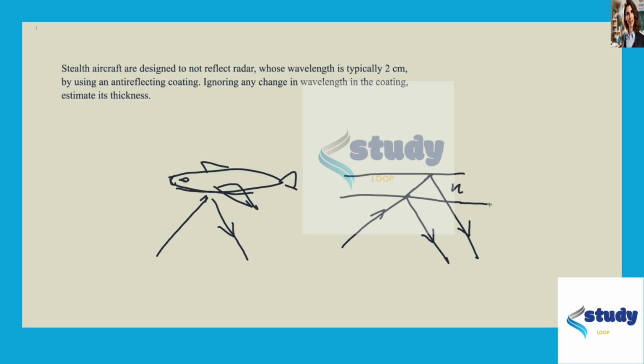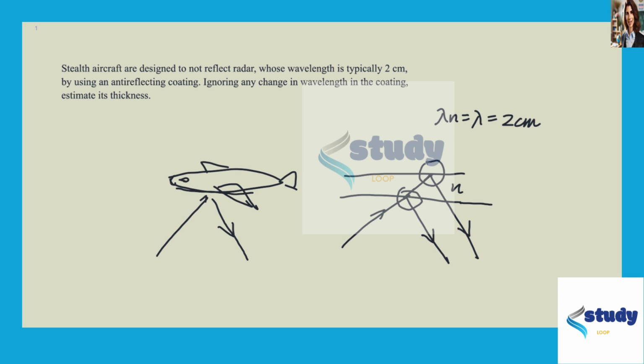This question does not tell us n because it says ignore any change in wavelength in the coating, so we will be assuming that lambda_n equals 2 centimeter. But without knowing what n is, we also cannot tell what phase shift will be experienced. We know there will definitely be a phase shift here because any n will be larger than the refractive index of air, but we do not know what will happen at this surface.